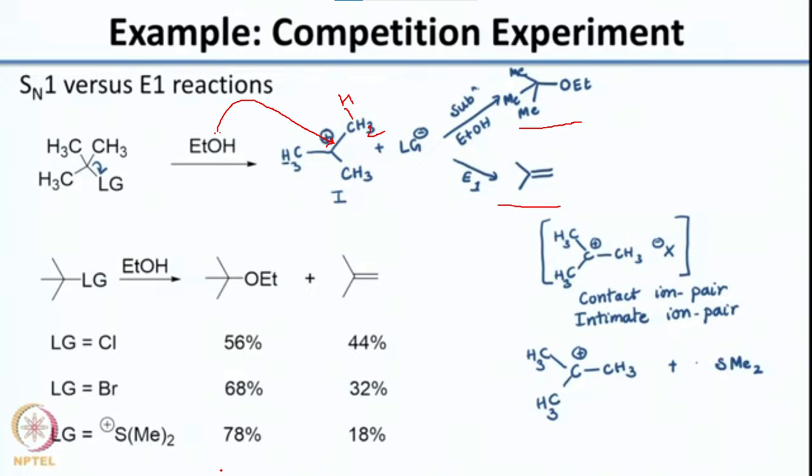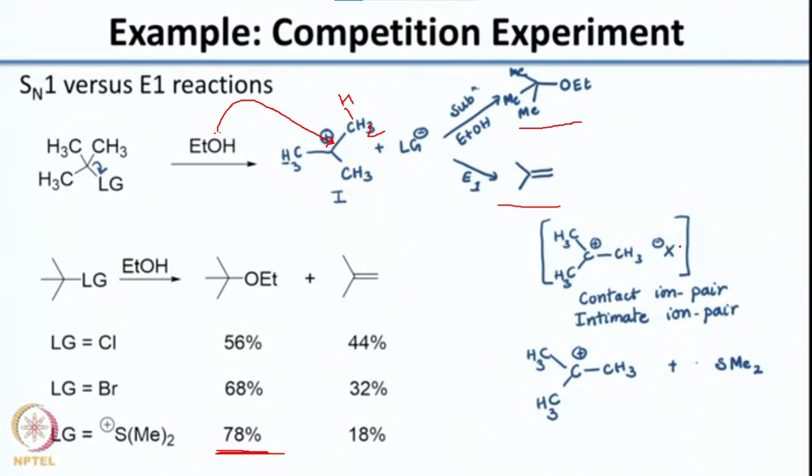So if you see here, when the leaving groups are chlorine and bromine, we are getting both the products in almost equal ratio. But when we have a different leaving group, that is dimethyl sulfide, here we observe a different yield. That means the substituted product is the major product. Why is this the case?